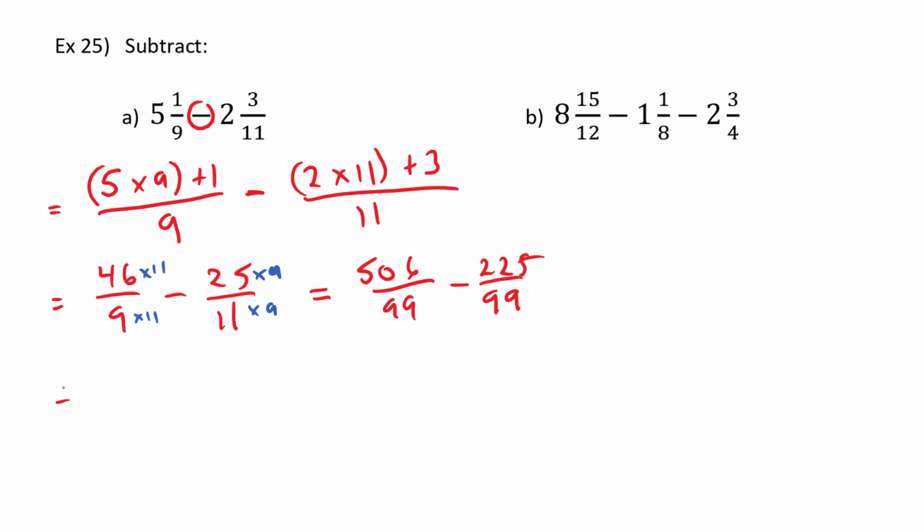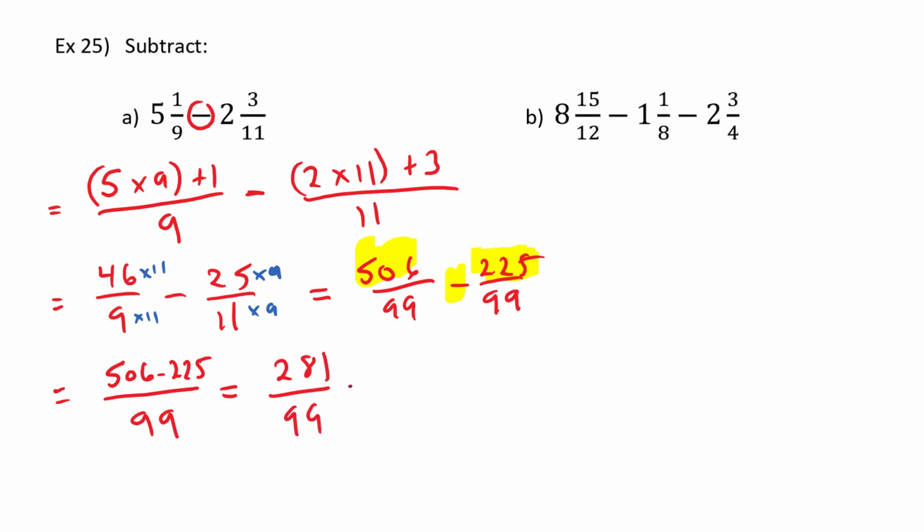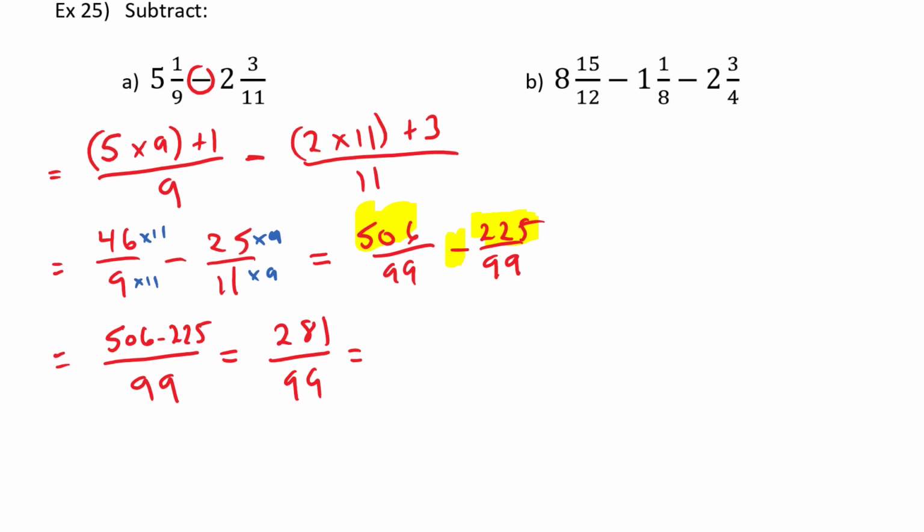We now have a common denominator, so we can place this all over the same denominator, and we look at the numerators. 506 minus 225. We'll do this extra step to make sure everyone understands what we're doing. No need to show me this on your assessments. We subtract that now, and you can see here we have an improper fraction. We must now convert back to a mixed number. Need a bit more space for this now. We must now convert this back using long division.